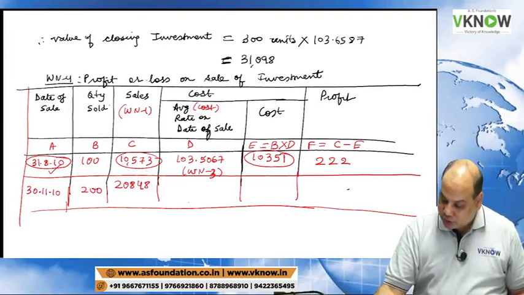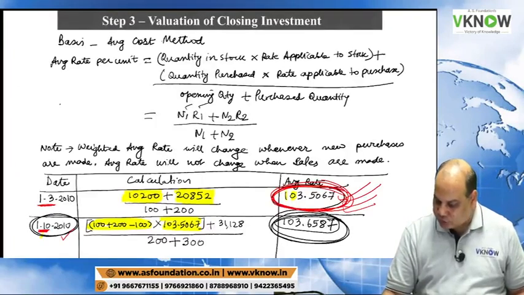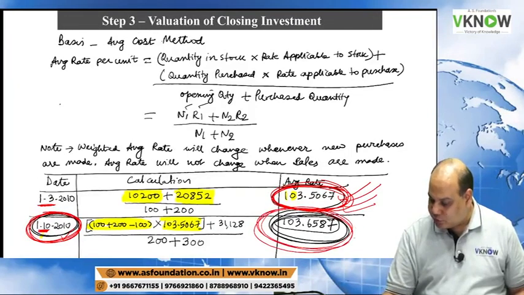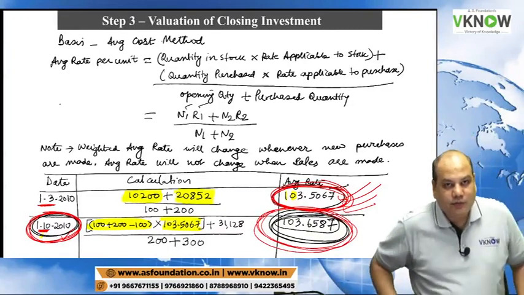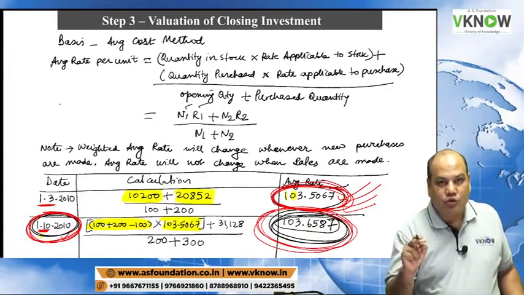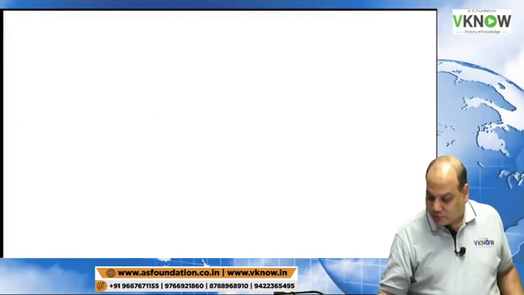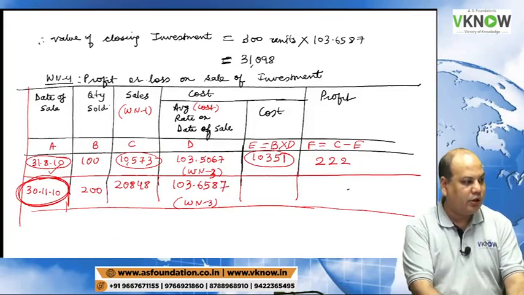So I will go to working note 3 again. What is this date written here? 30th November. If I go to working note 1, on 1st October we made a purchase. The rate was 103.6587. After that there was no fresh purchase, and if there is no purchase, the rate will remain 103.6587. Time to use calculator.